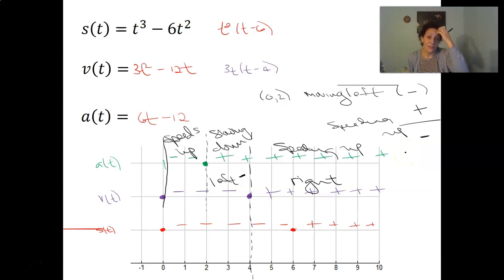So if they ask you, where's it speeding up, we would give 2 intervals. One interval, the acceleration is negative from 0 to 2, and one interval, the acceleration is positive.